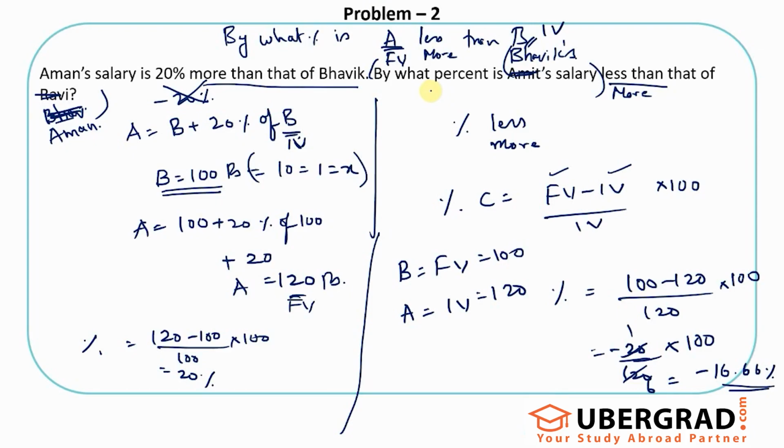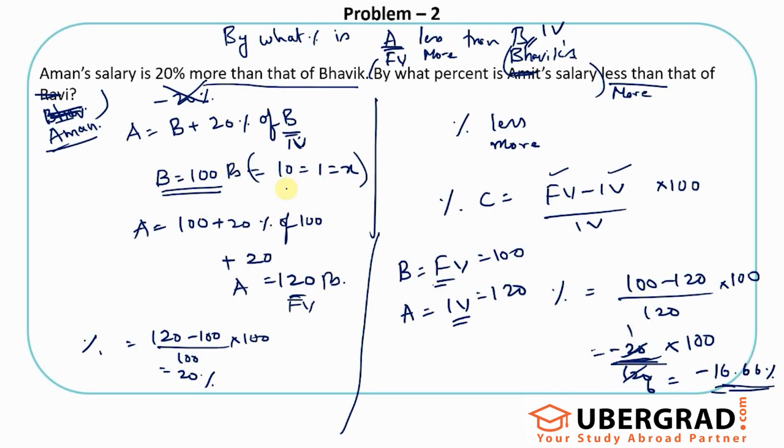But what is the question here asking? By what percent is Bhavik's salary less than that of Aman? So the second statement makes Aman's value as initial value and Bhavik's value as final value. So that's why the denominator is not 100, it should be 120, that's Aman's salary. That will give me a different answer. Just understand that it can't be the same.